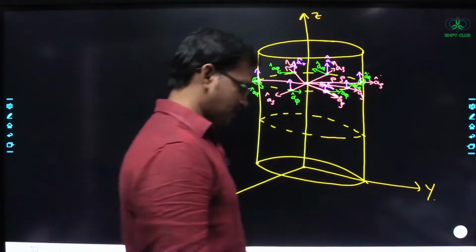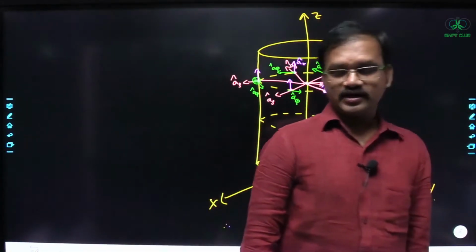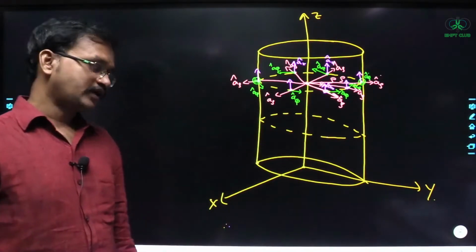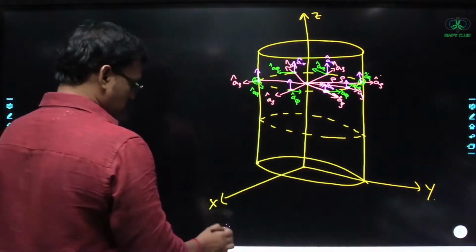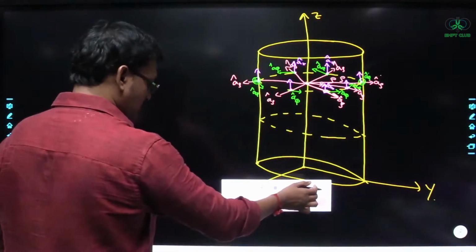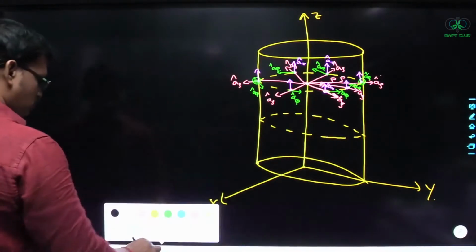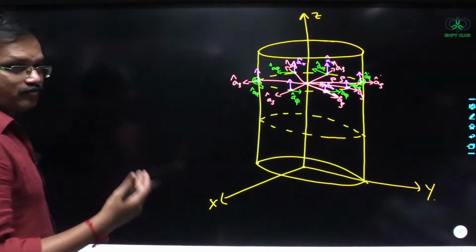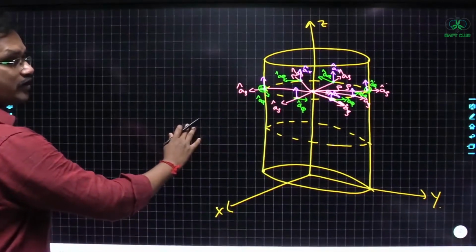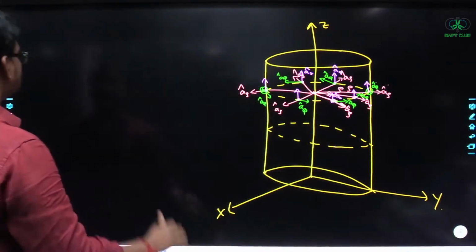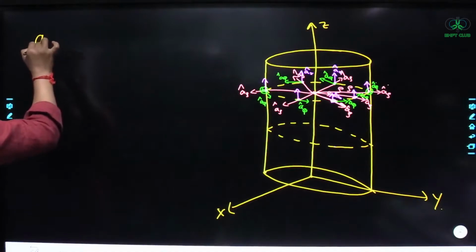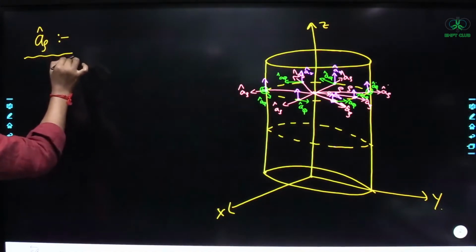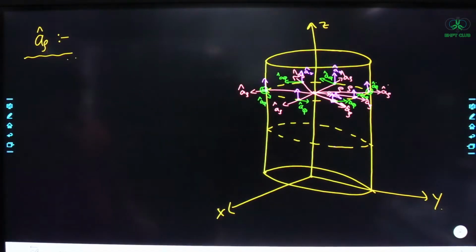So the direction of a_z cap will be fixed, whereas the directions of a_rho cap and a_phi cap are going to depend upon phi. Now, how do we determine the dependency of a_rho cap and a_phi cap on phi? That's what we are going to see now. First we will see how to represent a_rho cap in terms of phi.